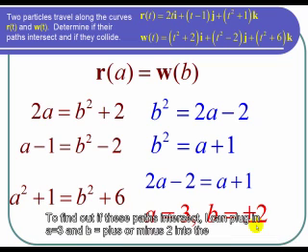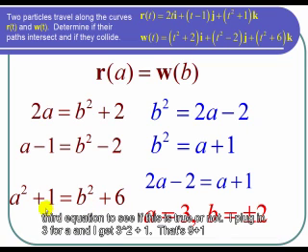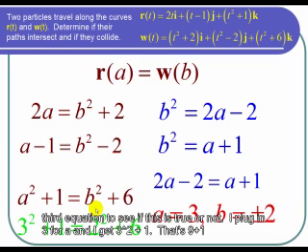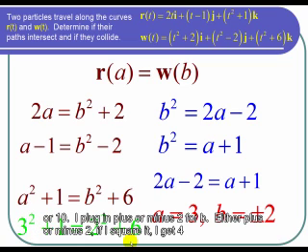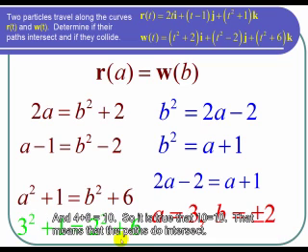Now to find out if these paths intersect, I can plug in a equals 3 and b equals plus or minus 2 into the third equation to see if this is true or not. So I plug in 3 for a, and I get 3 squared plus 1, that's 9 plus 1 or 10. And I plug in plus or minus 2 for b, and if I square it, I get 4, and 4 plus 6 is 10. So it is true that 10 is equal to 10. That means that the paths do intersect.